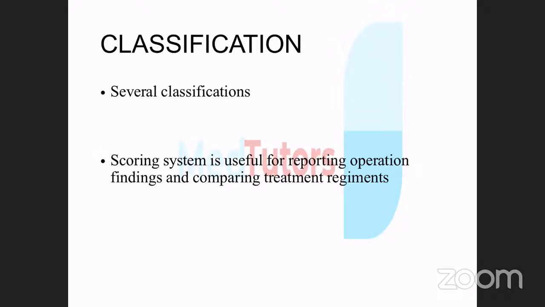How do you classify endometriosis? There are several classification systems. However, what is the benefit or the usefulness of the classification system? Some of these classification systems involve a scoring of the severity of the disease. And such scoring systems are useful for reporting operating findings and for comparing different treatment regimens in different hospitals and different parts of the world. Next slide.